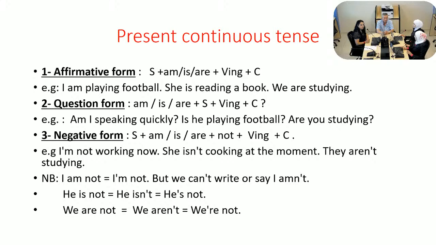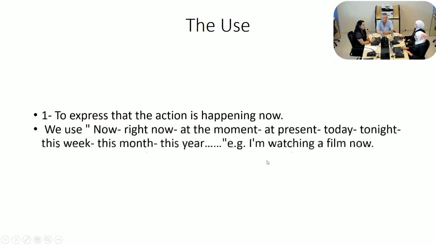And this is a nota bene: I'm not is the only way to contract. We cannot say I amn't. It's wrong. We don't use it. He is not: we say he isn't, or he's not. We are not: we aren't, or we're not.